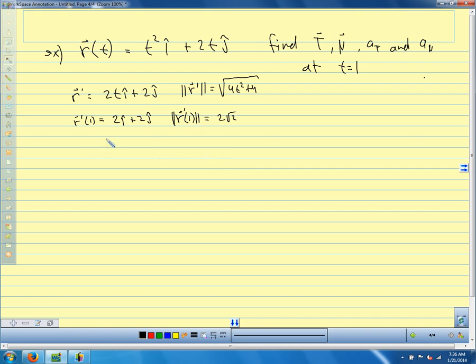So finding our unit tangent vector, not too tough there. So T at 1 is 1 over 2 square root 2 times 2i plus 2j.